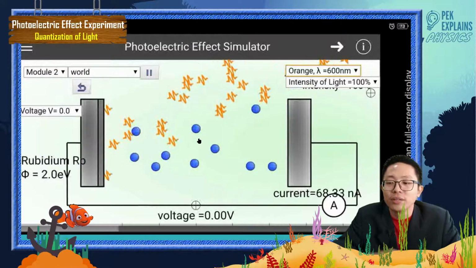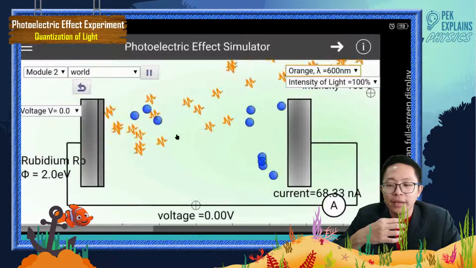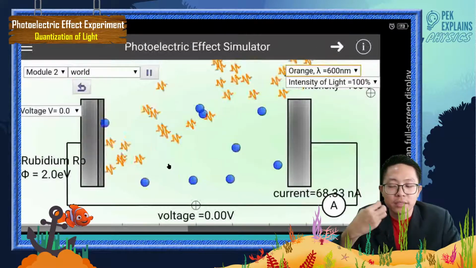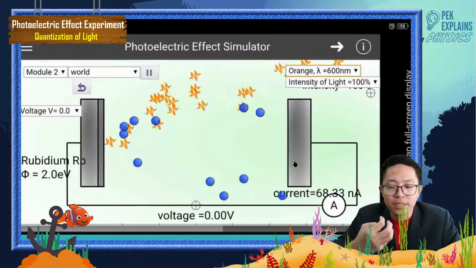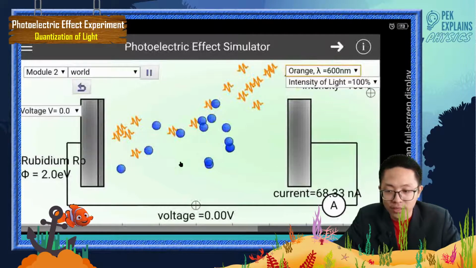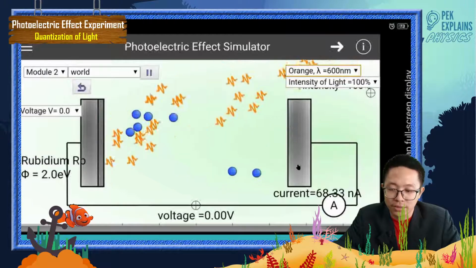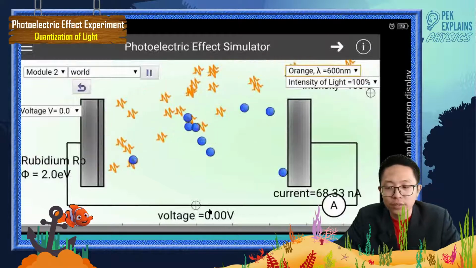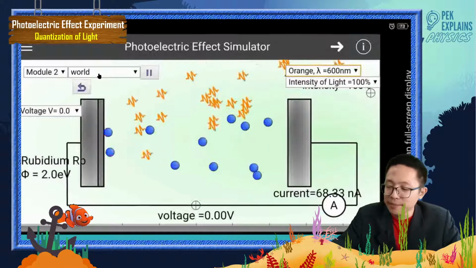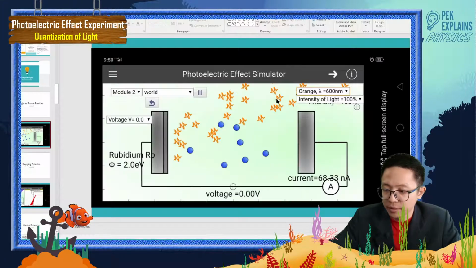Understand? So it still has the energy from the light, and it still has enough kinetic energy to reach the anode. You see, some of the electrons are still able to reach the anode. That's why still got current even though 0 voltage. Okay, I hope you are clear. Let's go back.